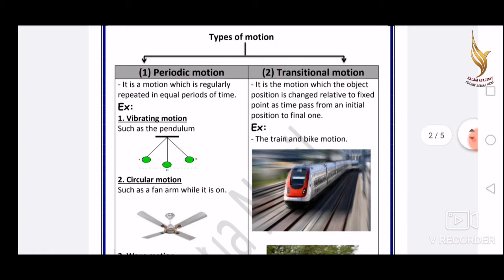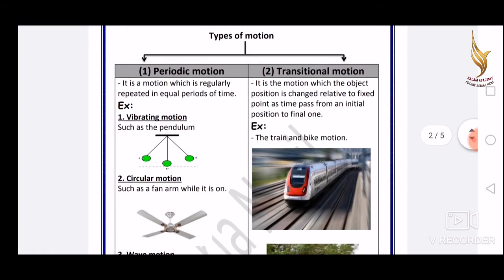Okay? Like train motion, bike motion, person motion. So we have two types of motion. Periodic motion is motion repeated in equal periods of time, and transitional motion, where the object's position changes from the initial position to the final position. Okay?